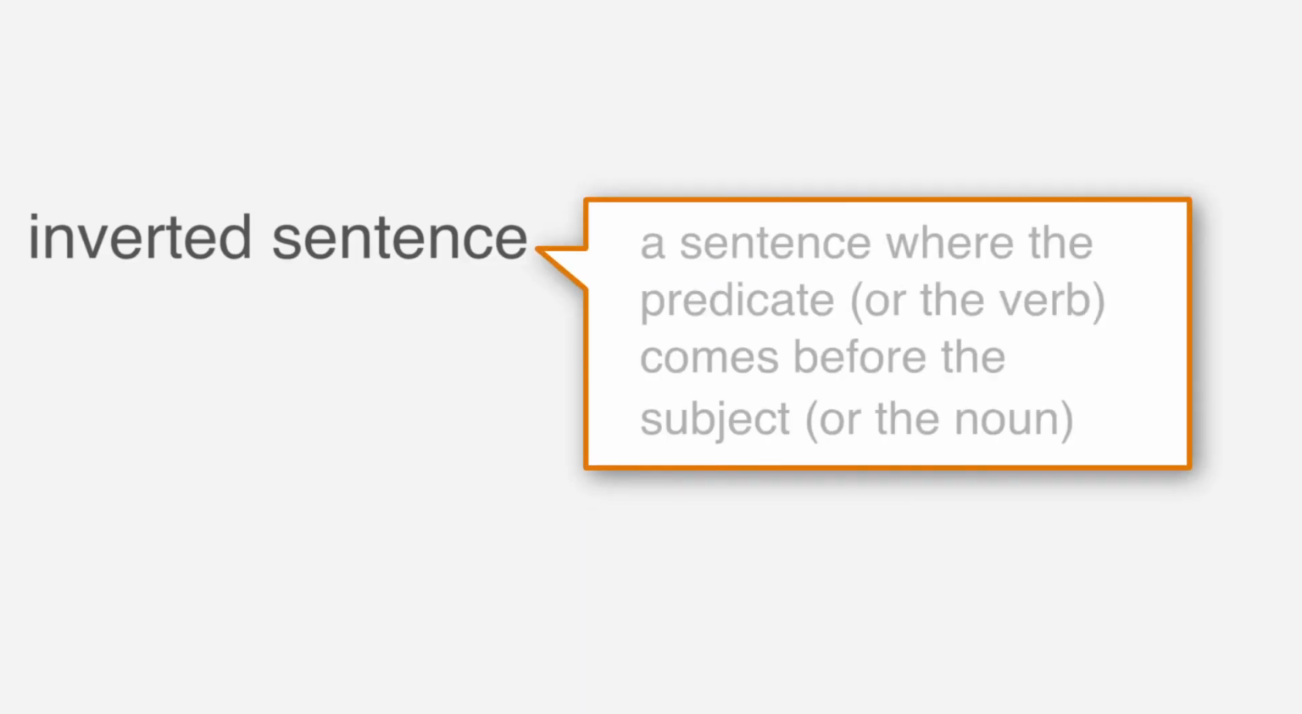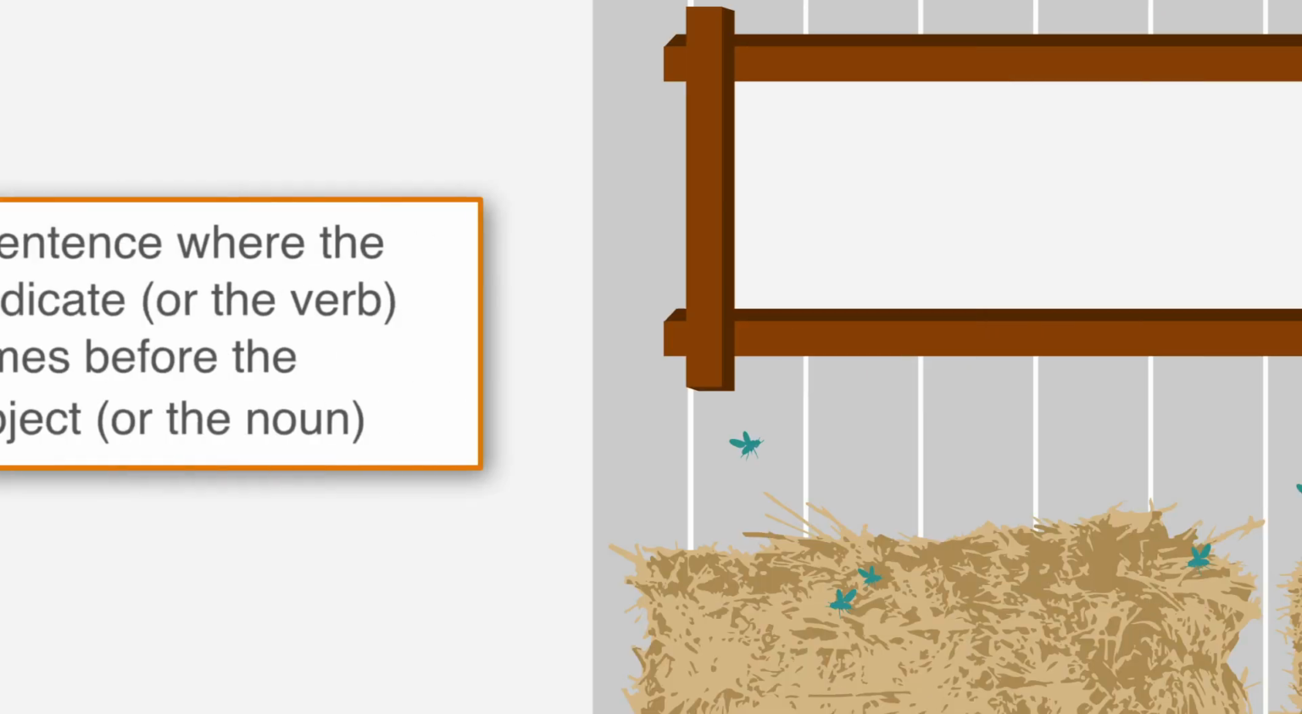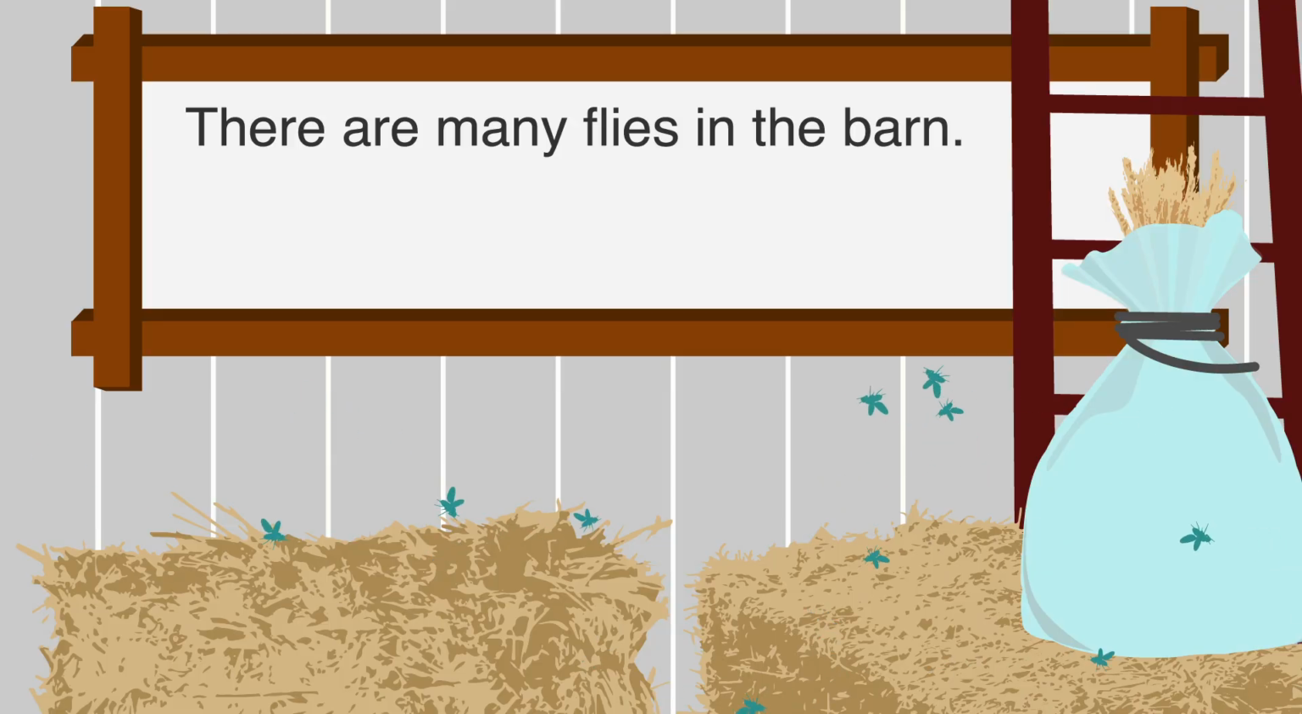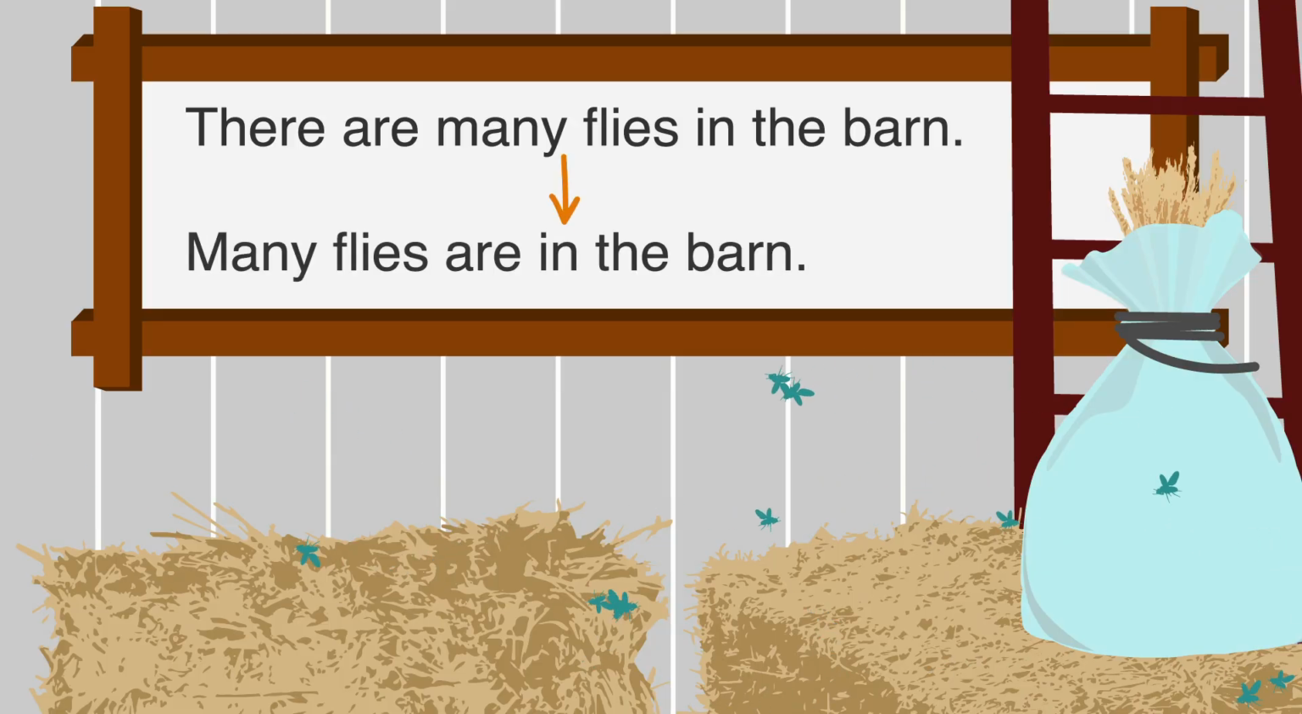Now last on our list for this lesson, inverted sentences. Let's take a look. An inverted sentence is a sentence where the predicate or the verb comes before the subject or the noun. For example, there are many flies in the barn. The verb are comes before the noun flies. In order to identify the correct verbs for inverted sentences, all we have to do is reverse the order of the verb and the noun. So, there are many flies in the barn becomes many flies are in the barn.